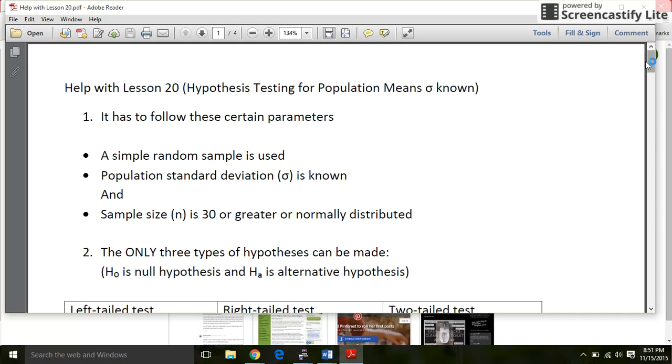And you also have a sample size that is 30 or greater, or normally distributed. Normally distributed goes back to that inverse norm and that normal CDF function that we used back in module 3, which if your data is normally distributed, it makes that really pretty bell-shaped curve, and we can make a lot of assumptions based on that kind of distribution.